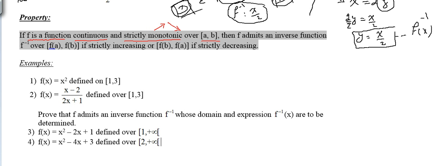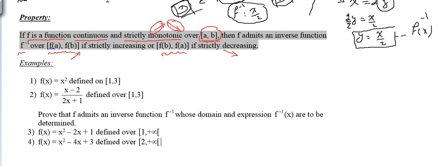Then f admits an inverse function, f inverse, over either f of a, f of b, if it's strictly increasing, or f of b, f of a, if it's strictly decreasing. So the function should for sure be defined first over an interval. It should be continuous over this interval and strictly monotonic.